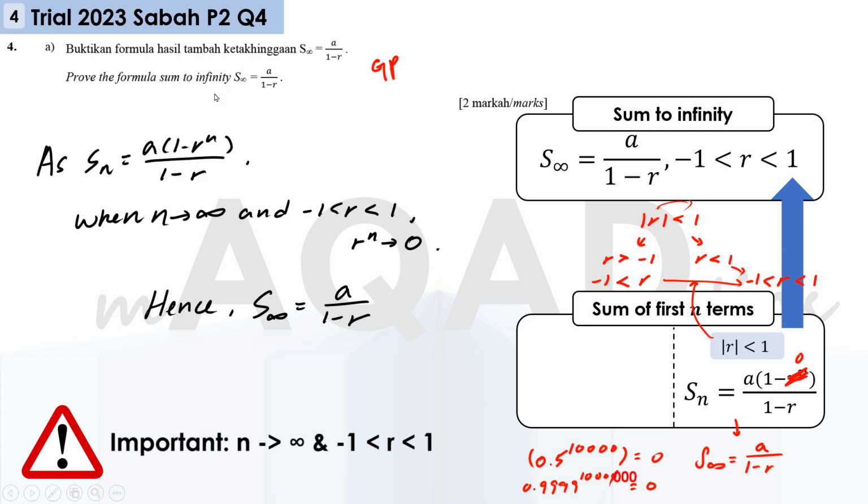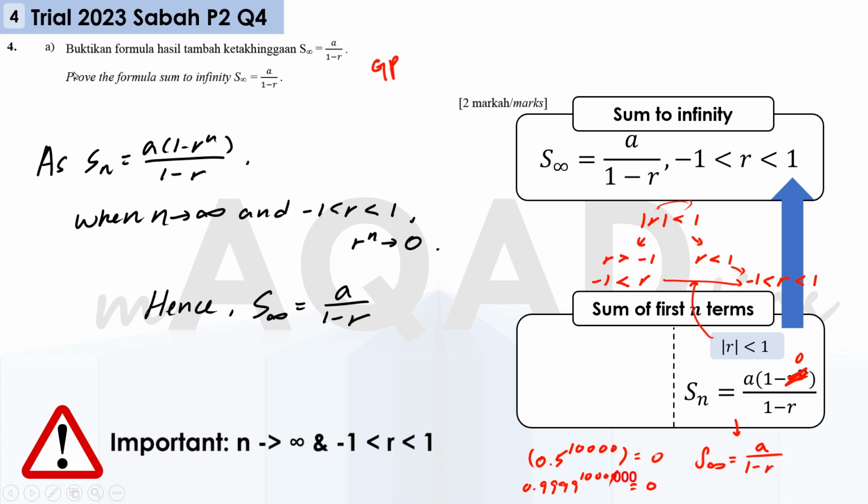So here the proving part is just n to infinity. You need to write n to infinity and you need to write r is between -1 and 1. So your result would be r^n approaching 0, which means this part will be 0 and you will automatically form your S infinity formula.